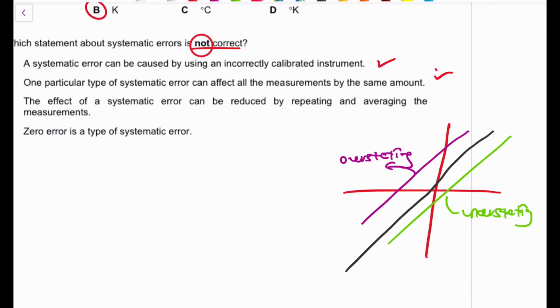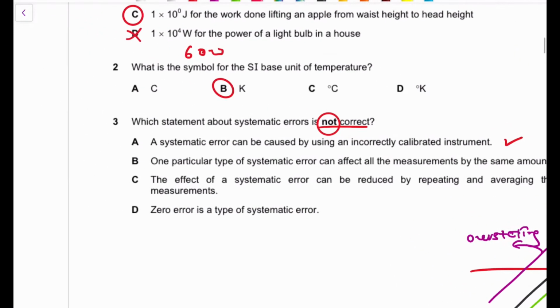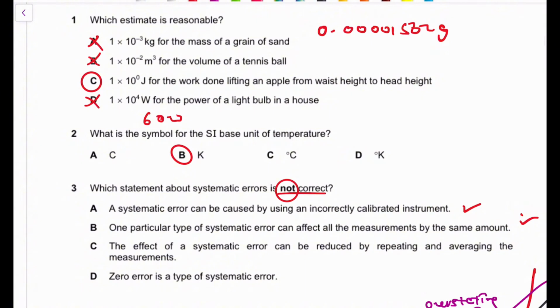Understanding, and here this is the actual. Okay, so a systematic error, all the errors can either be above or below, but all of them have to be uniform, right? So they have to differ by the same amount. The effect of a systematic error can be reduced by repeating and averaging the measurements. This is not correct. You don't necessarily reduce the systematic error by repeating and averaging the measurements. So that is not correct.